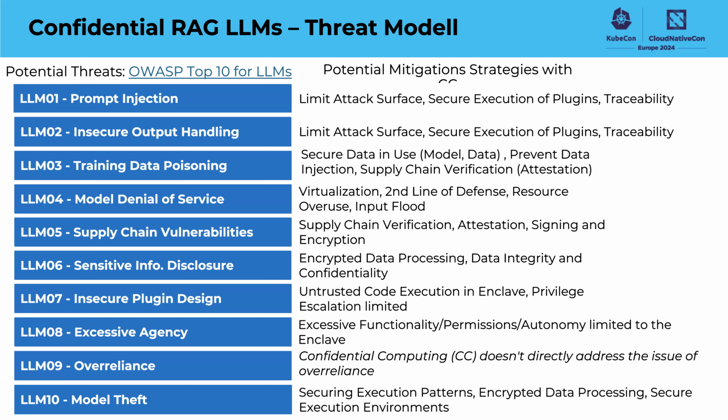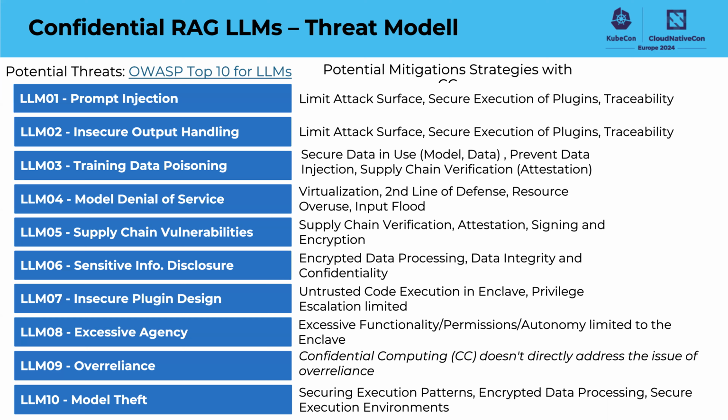Some of those threats can be mitigated by confidential computing. For example, number one, prompt injection. We can limit the attack surface, secure execution of plugins, and add traceability, but it will not prevent prompt injection 100%. On some things, we can limit the attack surface. We can secure data which is in use, prevent data injection, supply chain verification, and stuff like that.